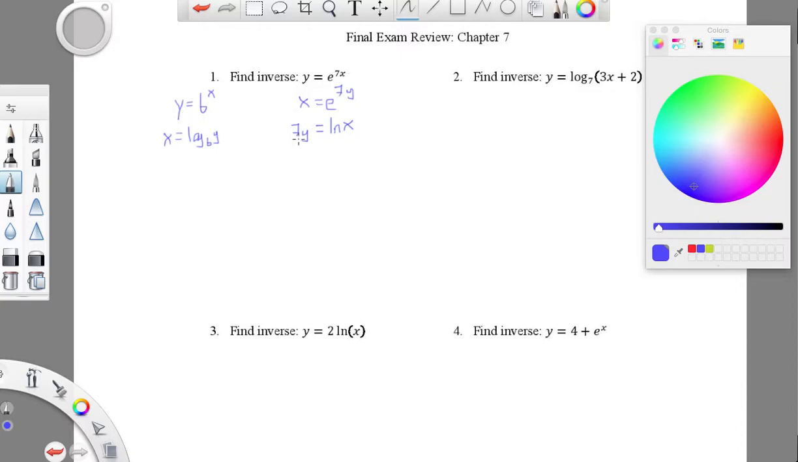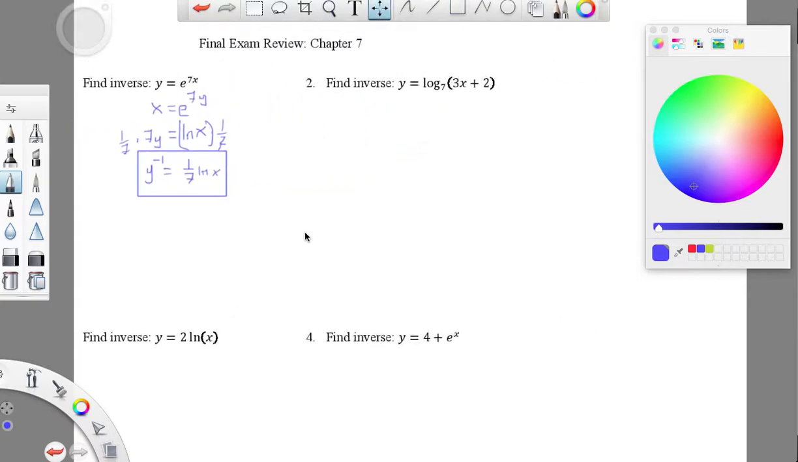That's it. And now to get the y by itself, I'm going to multiply both sides by 1/7. And I'm going to make sure that I don't multiply that x by 1/7. So I get that y is equal to 1/7 natural log of x. Now just keep in mind that this is the inverse, so I'm going to put that -1. And so that's my answer. I'm going to put it in a box. All right, moving on to the second one.